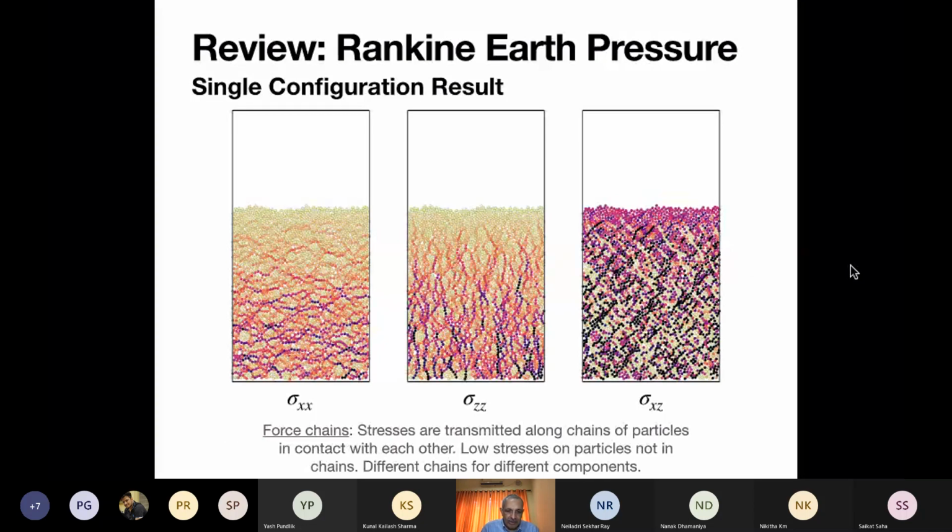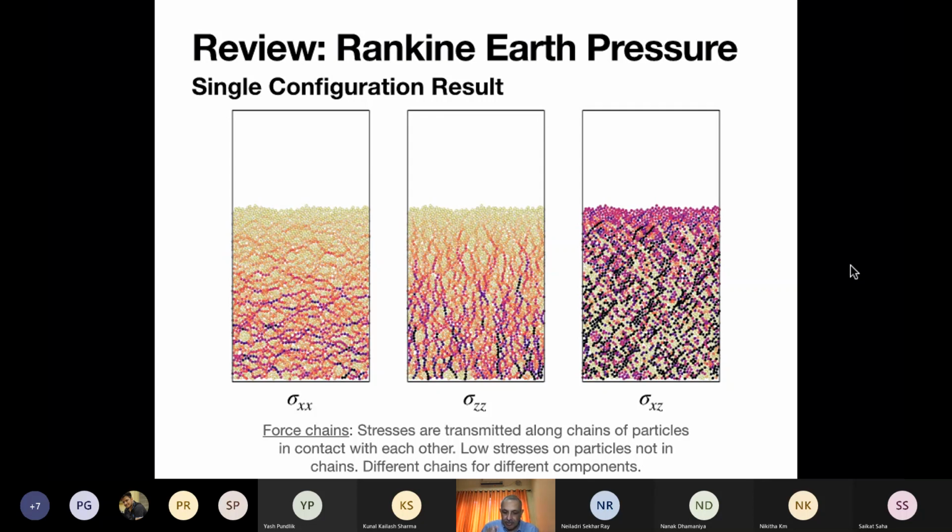So in the last class, I showed you that we can actually use LAMMPS and then just pour particles in a rectangular box like this and then calculate the stresses using LAMMPS. Of course, each time you do a configuration like this, there will be different sorts of patterns that you will get. Here I wanted to show you that the stresses are usually transmitted along certain particle chains, and in between you may have very low stresses. So this is the nature of these systems.